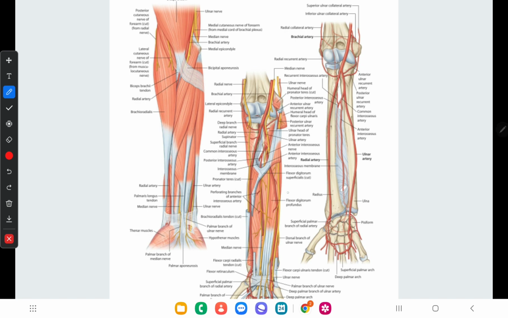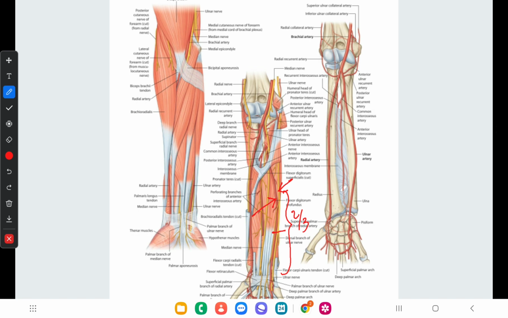In the distal two-thirds of the forearm, you can see the ulnar nerve accompanies the ulnar artery. In the distal one-third of the forearm, from this level, the ulnar nerve gives the palmar cutaneous branch 2 inches above the wrist and it gives the dorsal cutaneous branch.